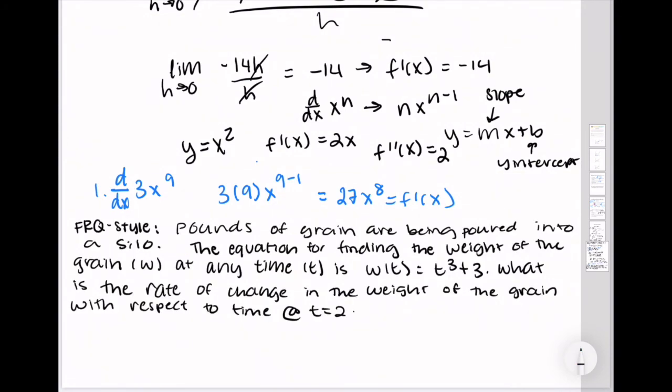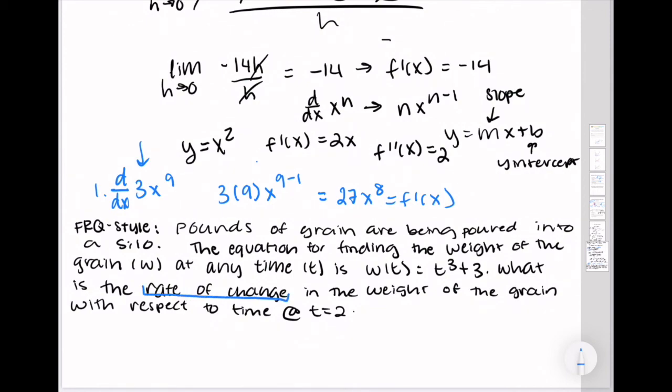So I just made up this problem here, and it's more of an actual FRQ, or free response question, styled question. So it's more likely that you're going to see questions more similar to this than just simply what we had for question 1, just find the derivative of such and such. So here's the question. Pounds of grain are being poured into a silo, and the equation for finding the weight of the grain in the silo at any time is W(t) equals t to the power of 3 plus 3. What is the rate of change in the weight of the grain with respect to time at time equals 2?